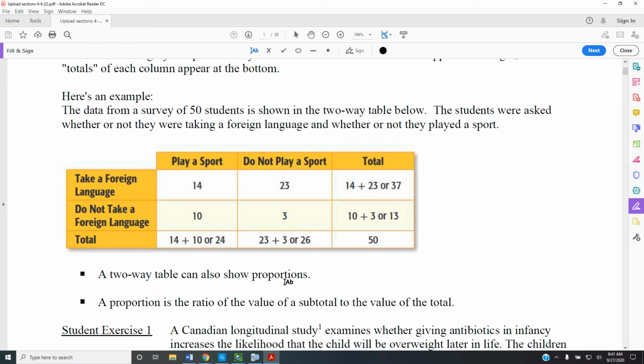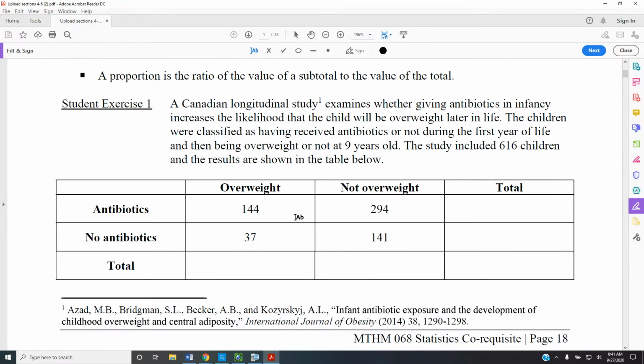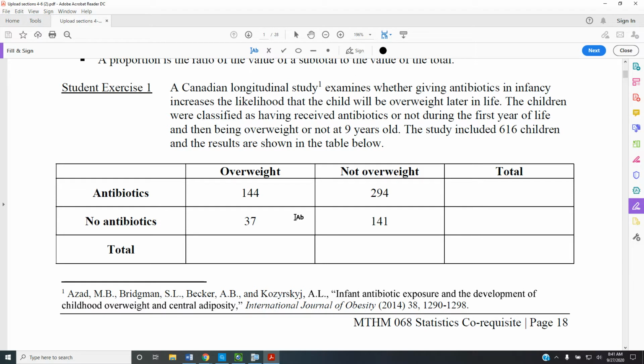It's called a two-way table because it comes in from two different directions, rows and columns. And those are two different categories. If we go down the bottom here, we look at student exercise 1. We have a Canadian longitudinal study which examined whether giving antibiotics in infancy increases the likelihood that a child will become overweight later in life. It said the children were classified as having received antibiotics or not during the first year of life, and then being overweight and not by 9 years old. The study included 616 children. Right there is our first piece of information, 616 children, and that's going to be our total of all totals right there, 616.